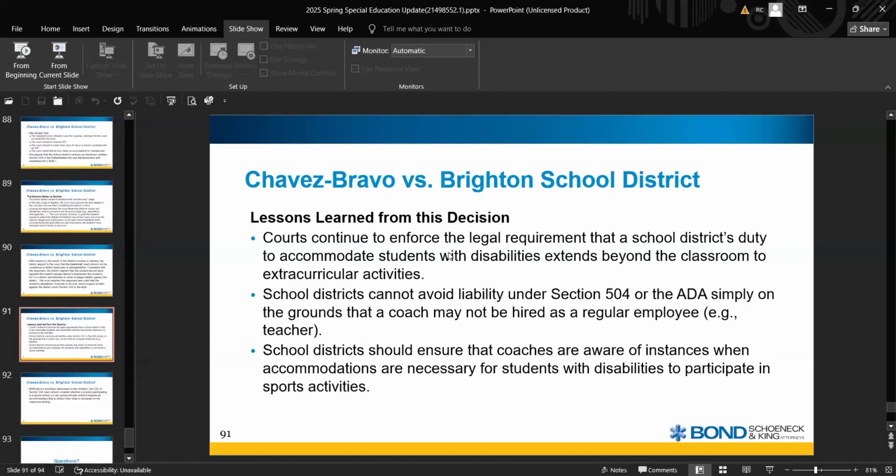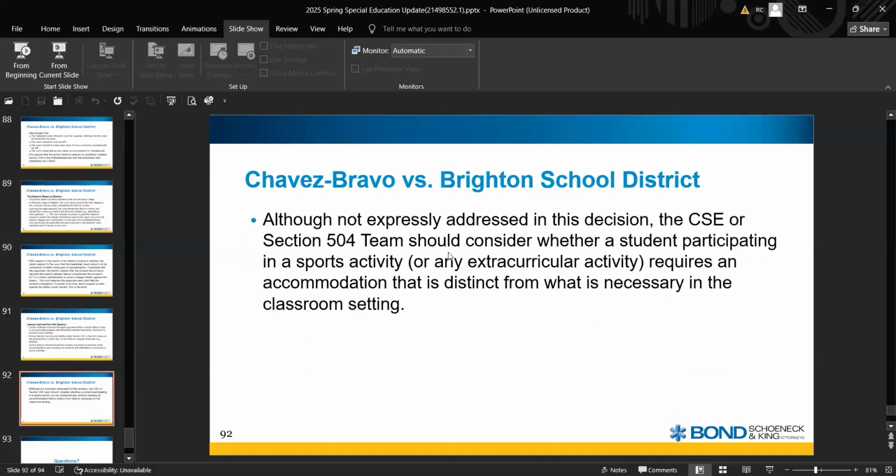Also, this district said, this is a coach, not an employee. This isn't like a teacher, it's just a coach. So the duty to accommodate doesn't apply. And that was a ridiculous argument, which was quickly dismissed. But again, it shows that coaches should be aware of instances when accommodations are necessary. And although not expressly addressed in this decision, it underscores the need for the CSD and 504 team to look at this in advance, anticipate these things, and deal with them in the proper setting, one way or the other. Because it is possible the CSD meets, the 504 team meets, considers everything, and says, we can't make this work. We cannot accommodate you. And that's okay, if it's accurate, but you have to make that decision at a 504 or CSD meeting.